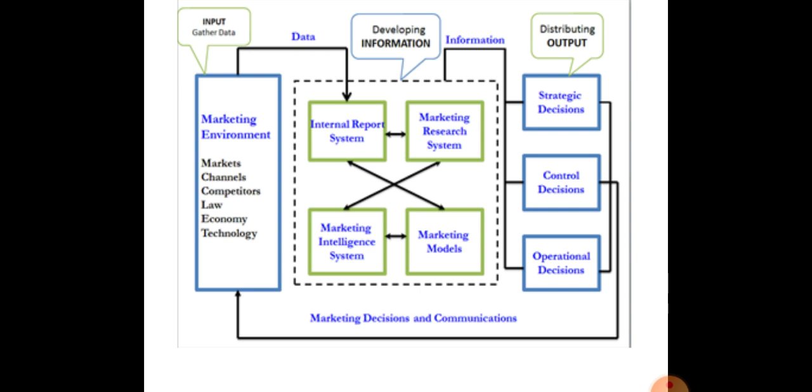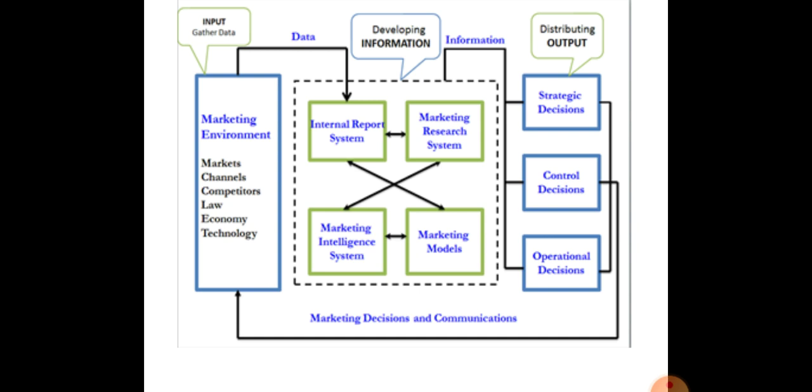So again, marketing environment is there, markets, channels, competitors, law, economy, technology. So these are the macro environmental factors which are affecting the MIS. From that we are collecting the data. Here in the diagram we can see we are collecting the data, and it's the input gathered data. Basically this is the input marketing environment and we are collecting the data. So the data is related with the internal report system, then marketing research system, then marketing model system and marketing intelligence system. So these are the four components of MIS.